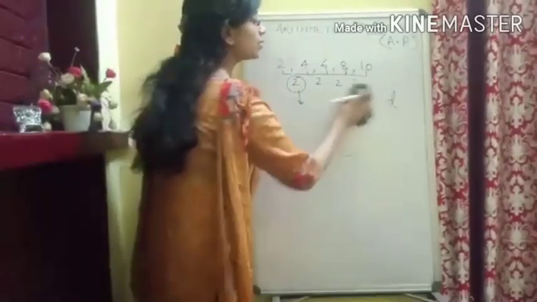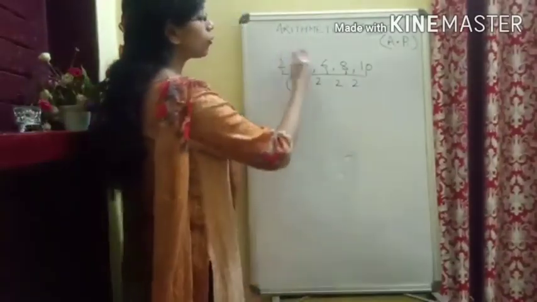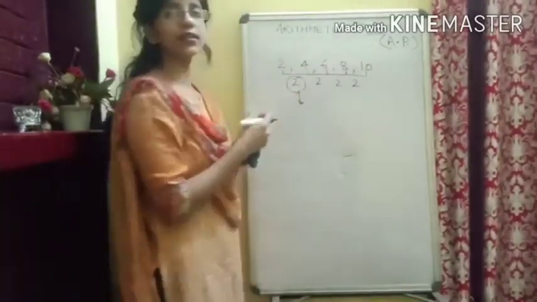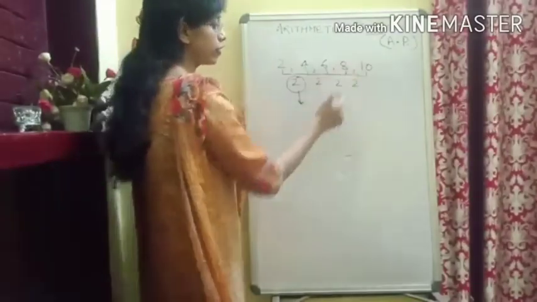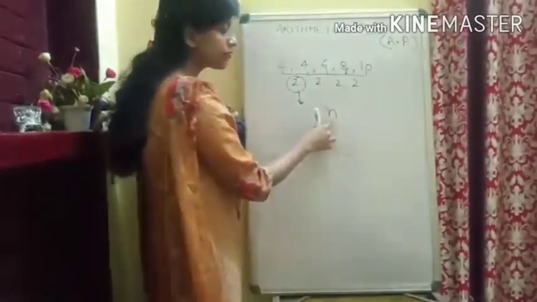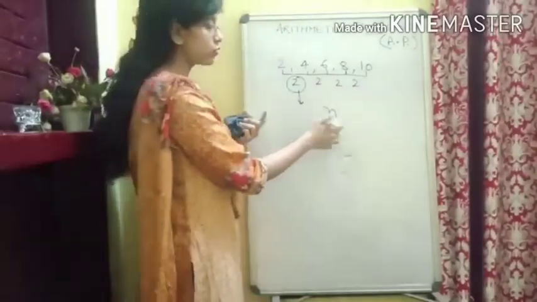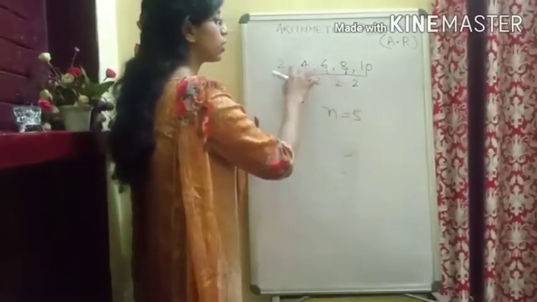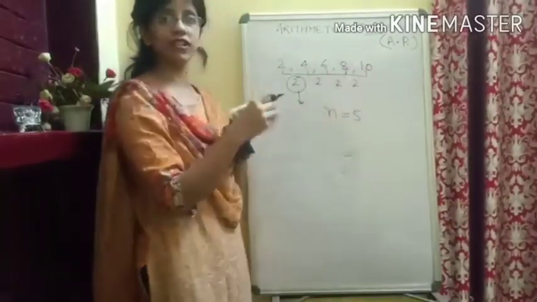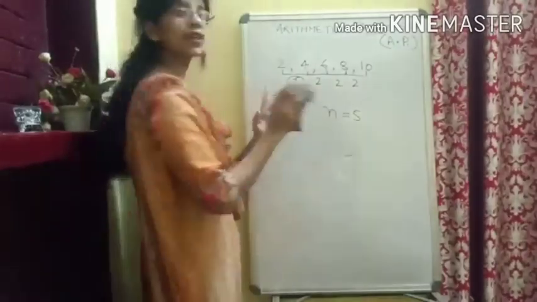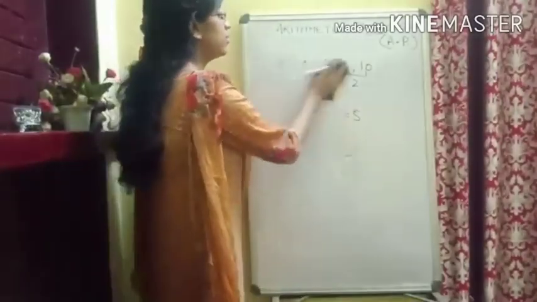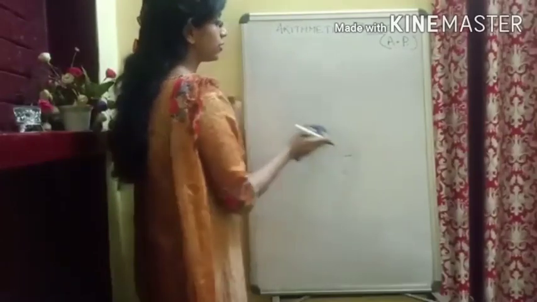Now how many terms are there in the sequence? 5. So n will tell you the number of terms. So there are 5 terms: 1, 2, 3, 4, 5. So n will tell you the number of terms. Okay, I think these are the things. Let us take another sequence.